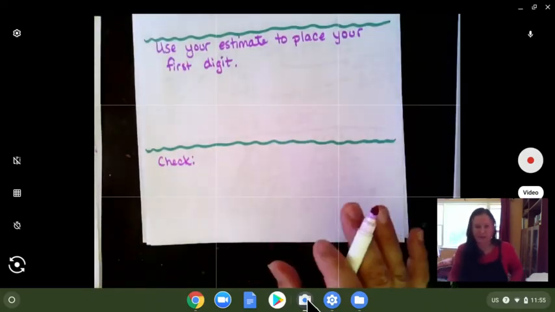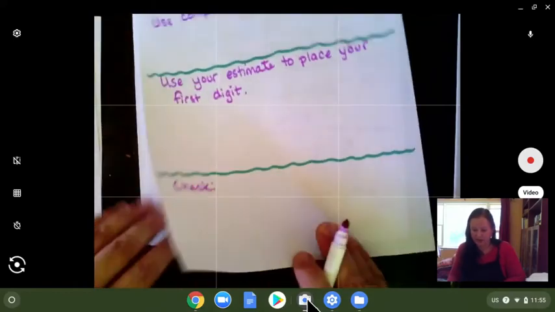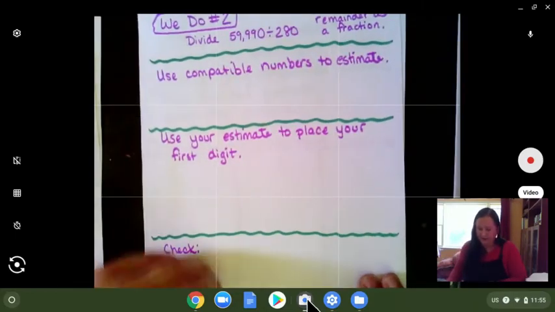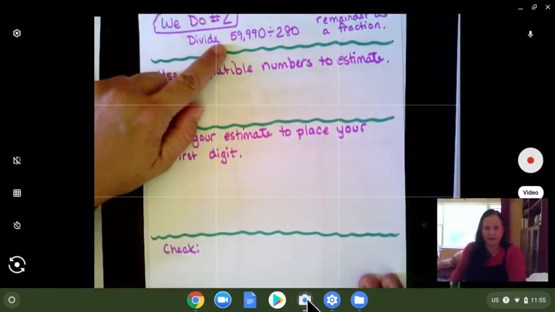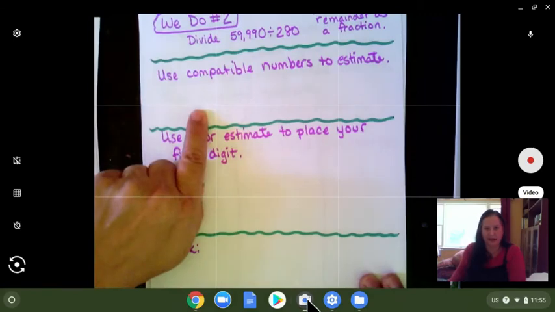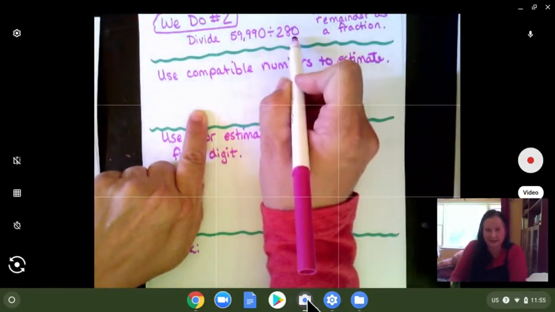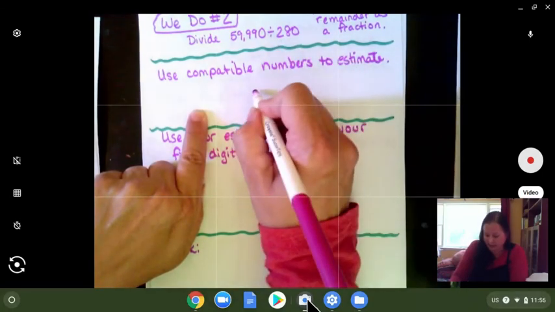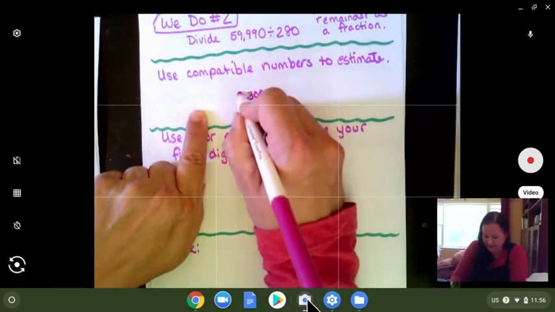All right, one more we do, and then I'm going to pause the video and I'm going to let you guys try some I do's on this. All right, so the next we do is you're going to write down this number, and we're going to use compatible numbers to estimate. And this one, I like this, that this is really close to 300. So I'm going to use 300 as my compatible number that I'm dividing by.